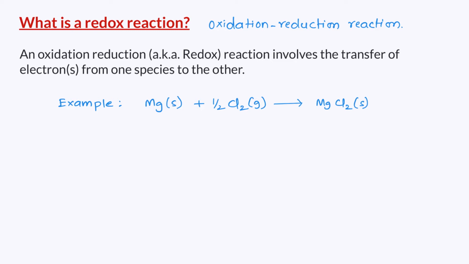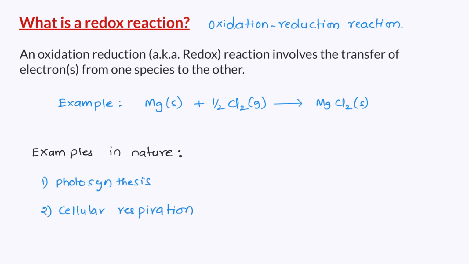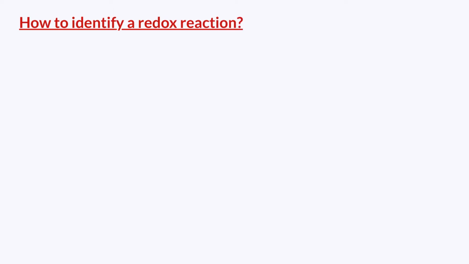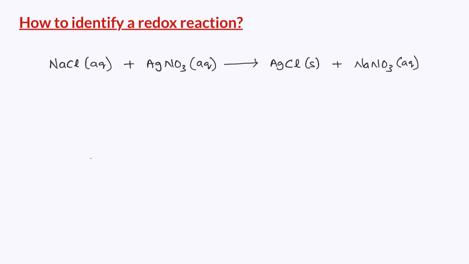Redox reactions are quite ubiquitous in nature. Some of the examples of redox reactions are the following: photosynthesis, cellular respiration, combustion reactions are all examples of redox reactions. Let us now learn how to identify a redox reaction. Before we discuss that, take a look at the following reaction.